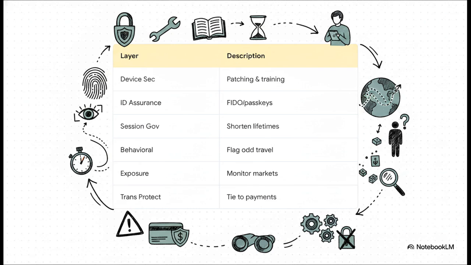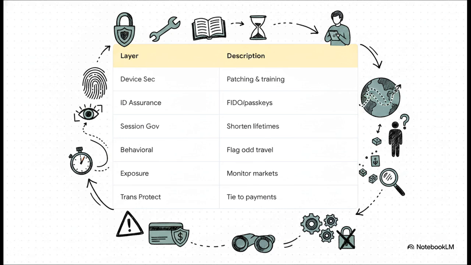It starts right at the foundation with device security, meaning solid endpoint protection, rapid patching, and staff training. Next is identity assurance, utilizing phishing-resistant MFA like passkeys. Then we have session governance. Basically, do not let those session tokens live forever. Shorten their lifetimes. Behavioral monitoring comes next to flag unusual activity, like impossible travel, while exposure intel is out there actively watching the dark web for your compromised logs.